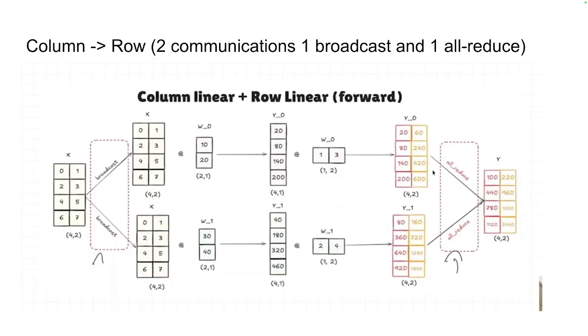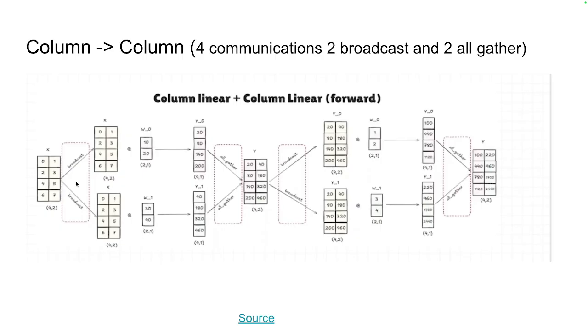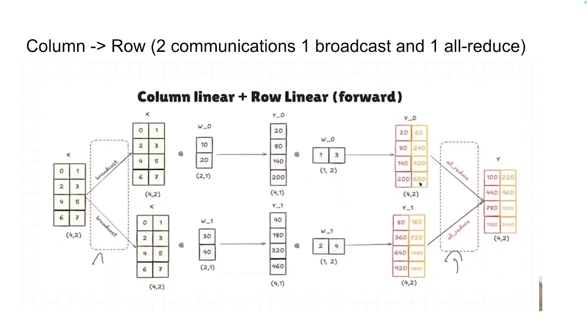And now, as we discussed in row parallel, you need to do an all reduce by taking the sum. So this 20 is added with 80, and you get this 100. This 60 is added with 160, and you get this 220. So if you see here, as compared to the earlier example, where we needed 4 communications, here we only need 2 communications. So hence we generally will be using column and row, and this is only valid for MLP layer.